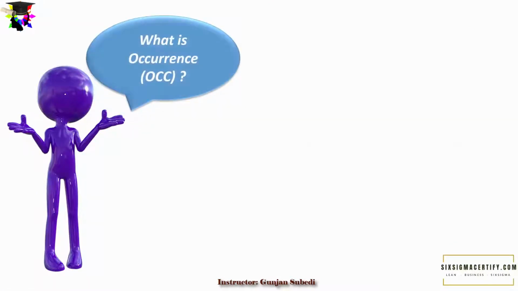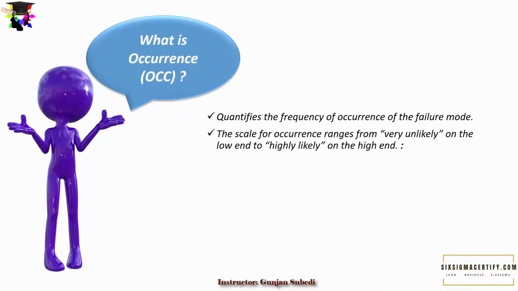So what is occurrence? Occurrence is used to quantify the frequency of occurrence of the failure mode. The scale of occurrence ranges from very unlikely on the low end to very likely on the high end. There are many different kinds of failure causes which should be identified properly and documented. The causes which occur or repeat more are more dangerous and need to be handled first than a failure cause with low chances of occurrence.